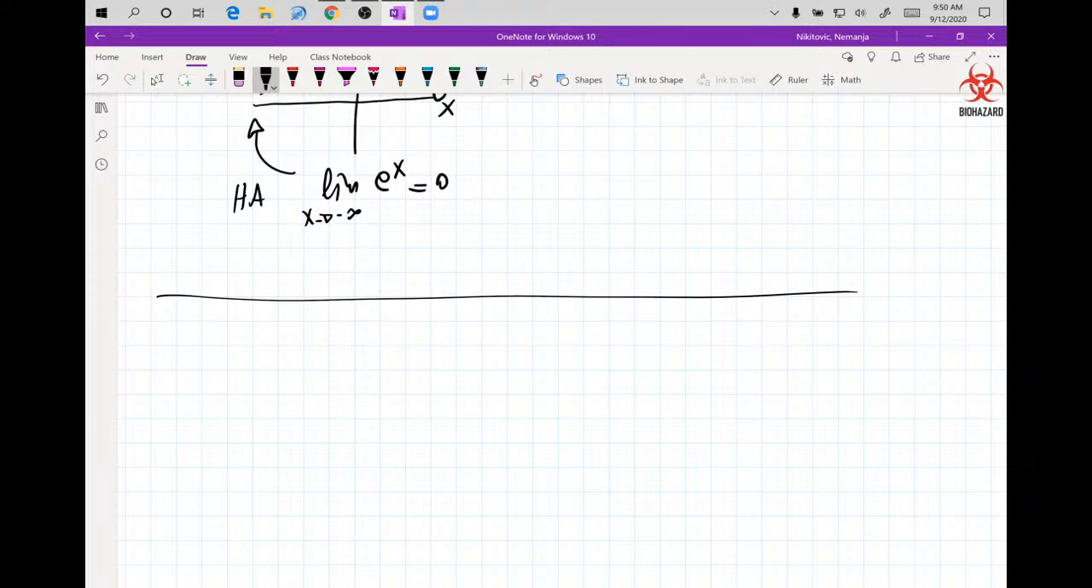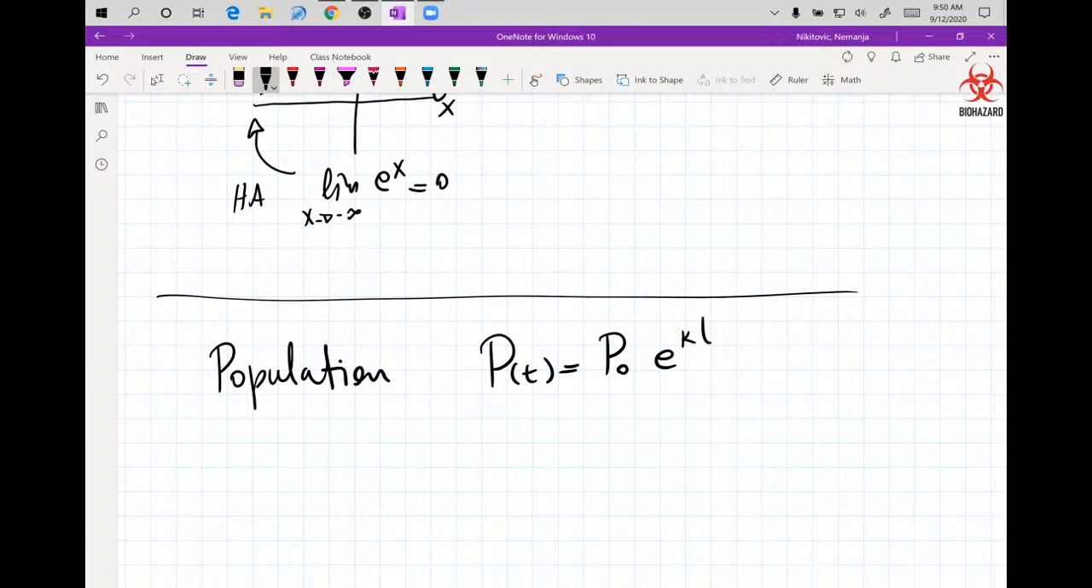So one of the good examples is the population model, which you learned and used in your pre-calc course. Population was given by P of t equals P0 e to the kt. So this was your population model that you use to compute the number of people or the number of rabbits or bacteria, doesn't matter. So if it multiplies, we can figure out the population if we know the values.